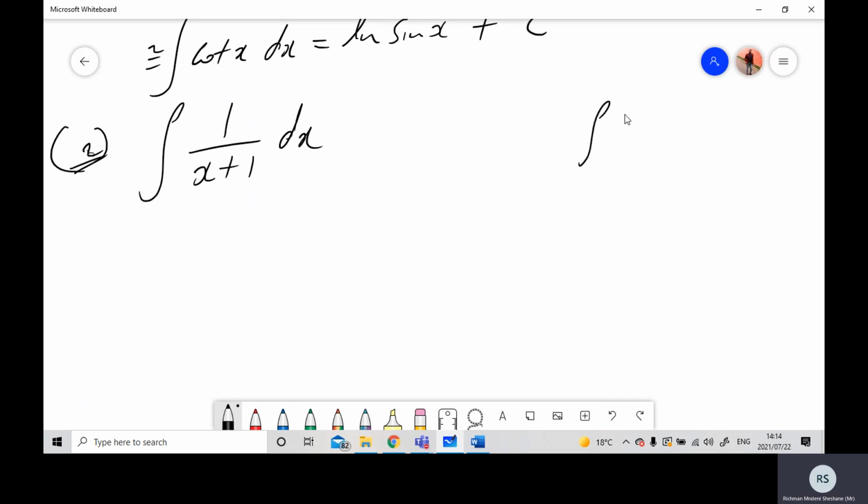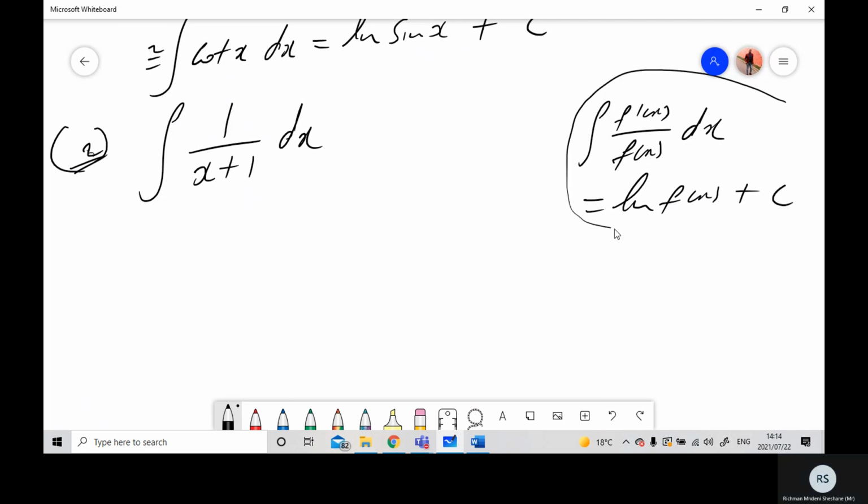The integral of this form is ln of f of x plus c. As long as you have this form, you always check if the denominator has its derivative in the numerator. Your denominator is always to the power of 1. You have a function x plus 1 to the power of 1 here, so you can let f of x equal x plus 1.